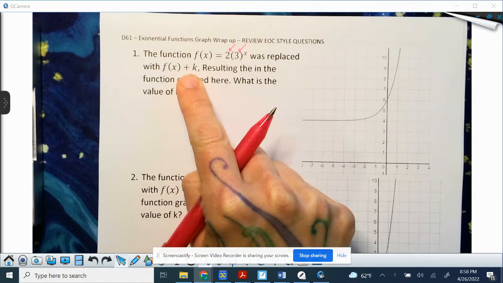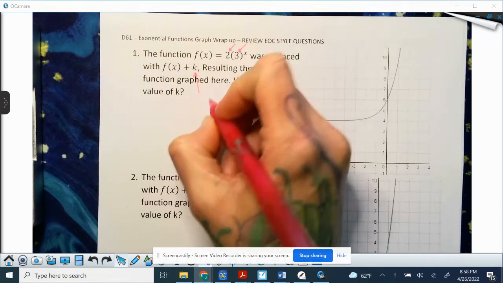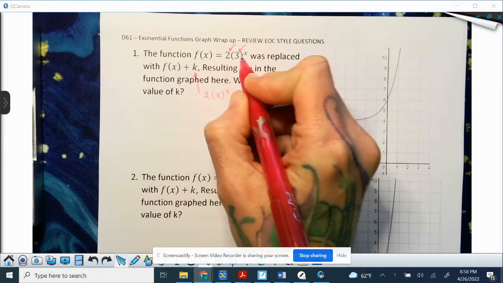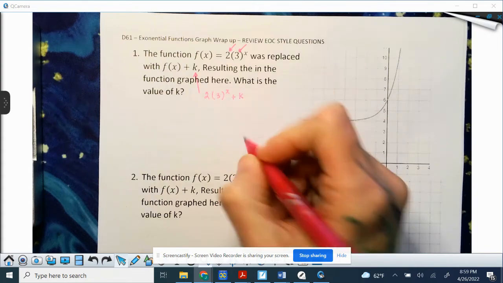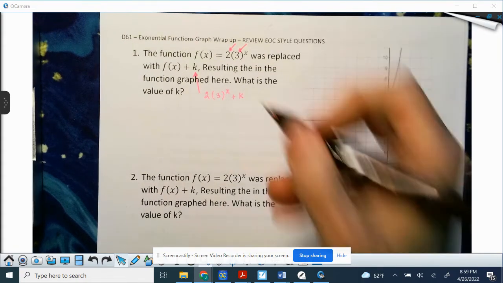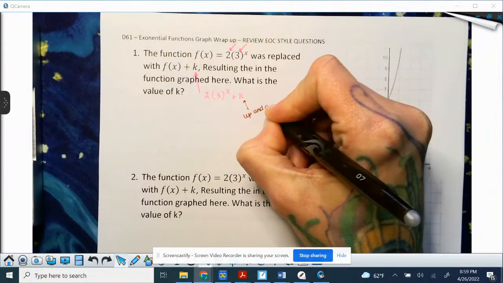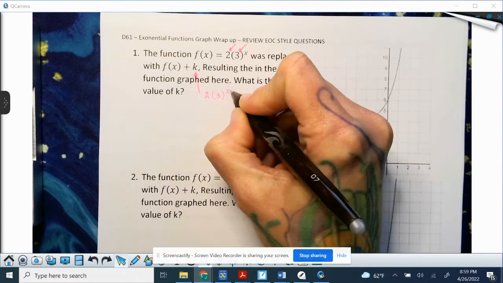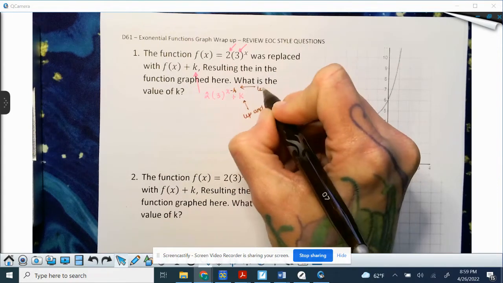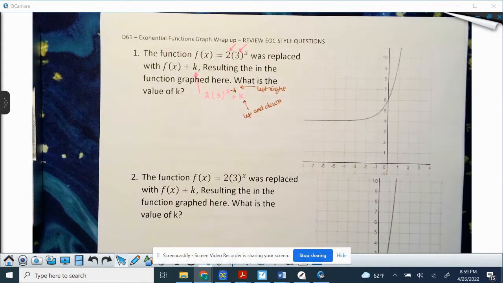So k, if we remember from yesterday's translations or transformations, is basically saying that this function, because that's f of x, plus k. And in yesterday's video and some of the previous work, we realized that k is going to be up and down translation. If there was an h value here, that would be left and right translation. So just sliding up and down or left and right.